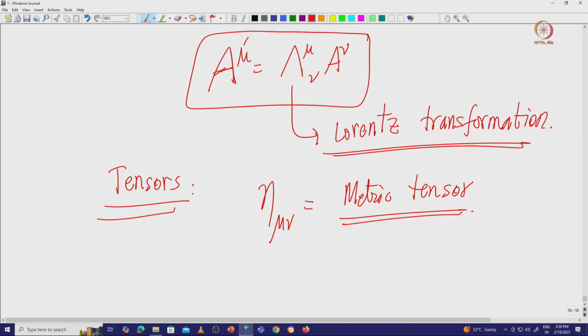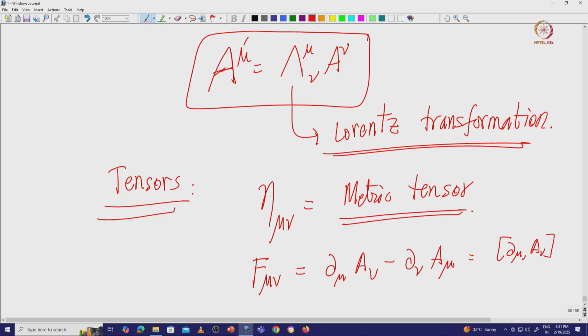Another famous tensor, which we will also use perhaps not very far ahead, is called the field strength tensor, or F mu nu. F mu nu is defined in terms of del mu A nu minus del nu A mu. It is an antisymmetric product of del mu and A nu.